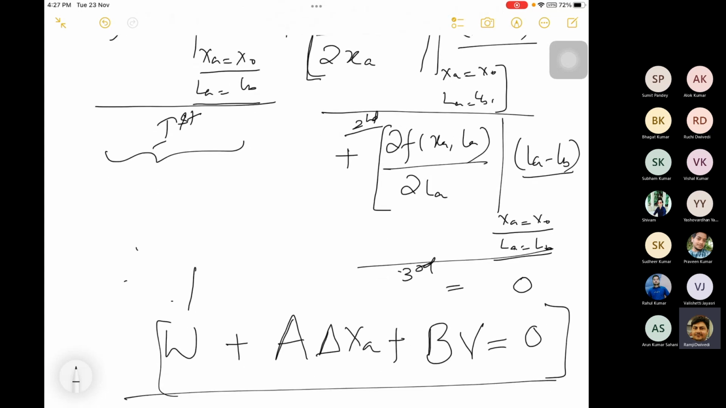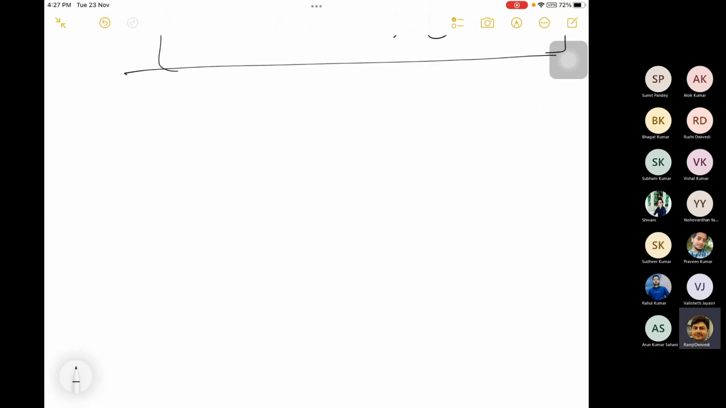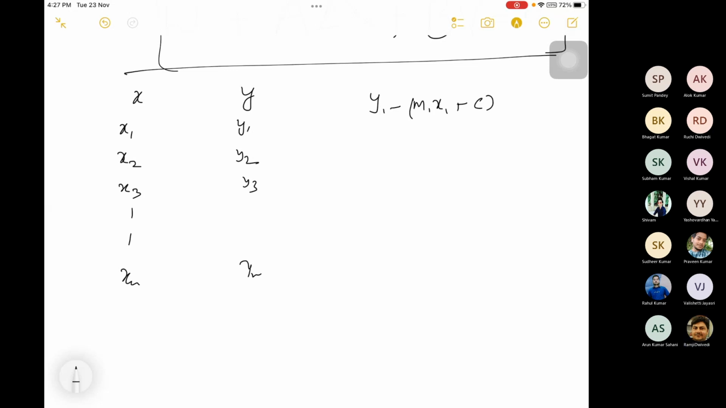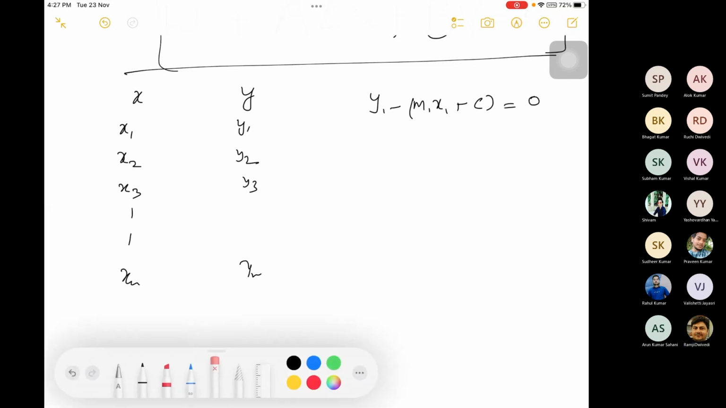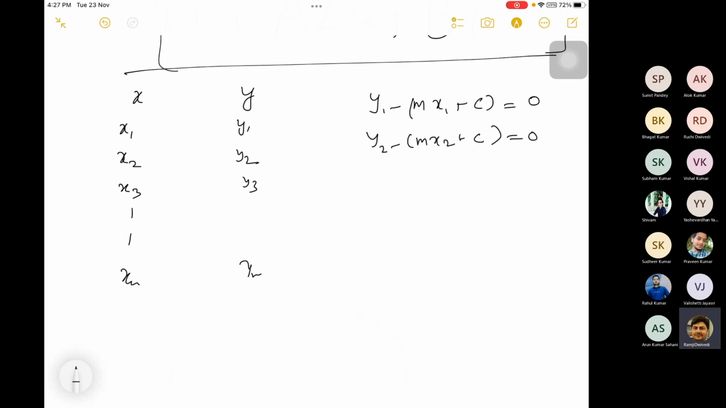Before moving further, let us take one example. In your home assignment one, I have given one problem where X and Y are given as coordinates: X1, Y1, X2, Y2, X3, Y3, and Xn, Yn. So let's say n number of coordinates are given, and you have to write the best fit line, Y equal to MX plus C. The best fit line equation is this. Similarly, Y2 minus MX2 plus C equal to 0, and so on. You can write Yn minus MXn plus C equal to 0.